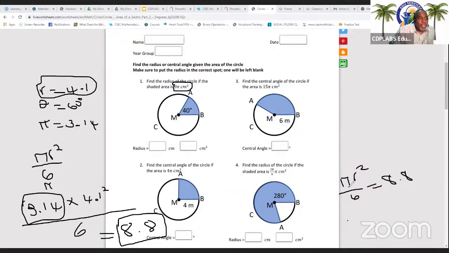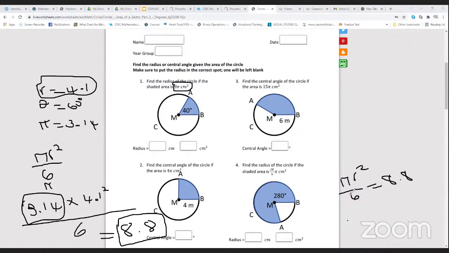Now, if we have pi, all right, my kid, I heard that. Everybody else is hearing me? Is everybody else hearing me? Yes, sir. Okay, all right.